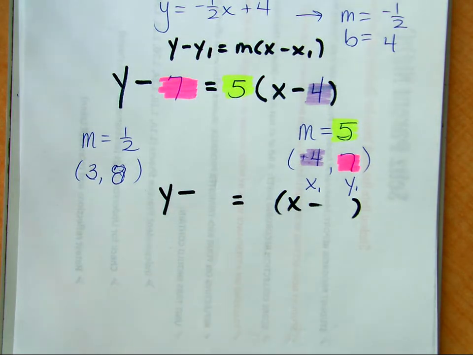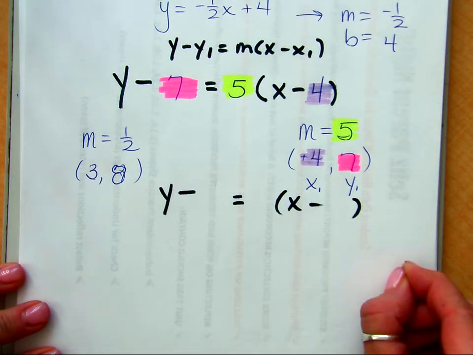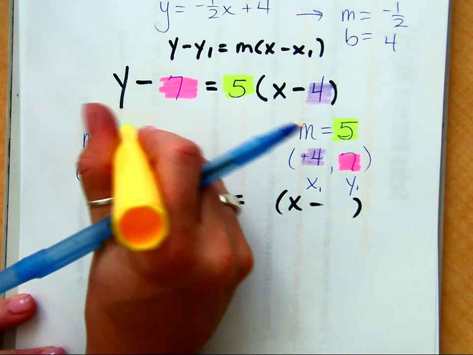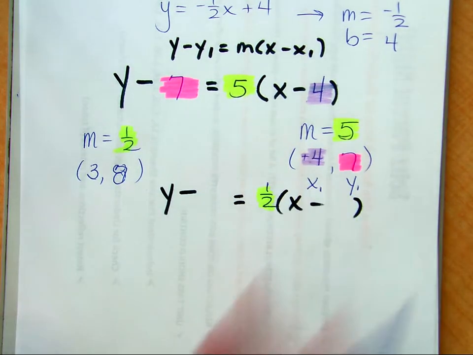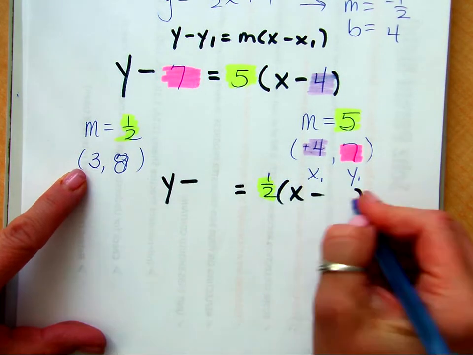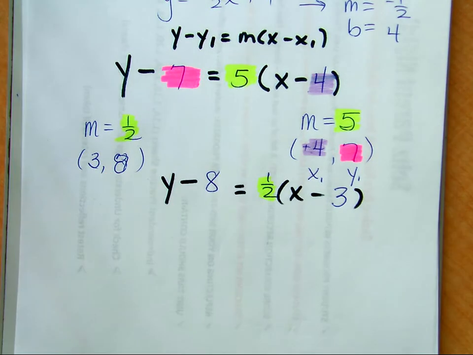Some people are able to just write it from left to right in a row without stopping. You might get there. You might be there now. Who knows? Okay, so the slope is what? 1/2, and it goes there. That's always the easiest part. Nobody ever gets that wrong. It's knowing what to put where. So the 3 is the x, so put it with the x, and the 8 is the y, so put it with the y, and that's it.